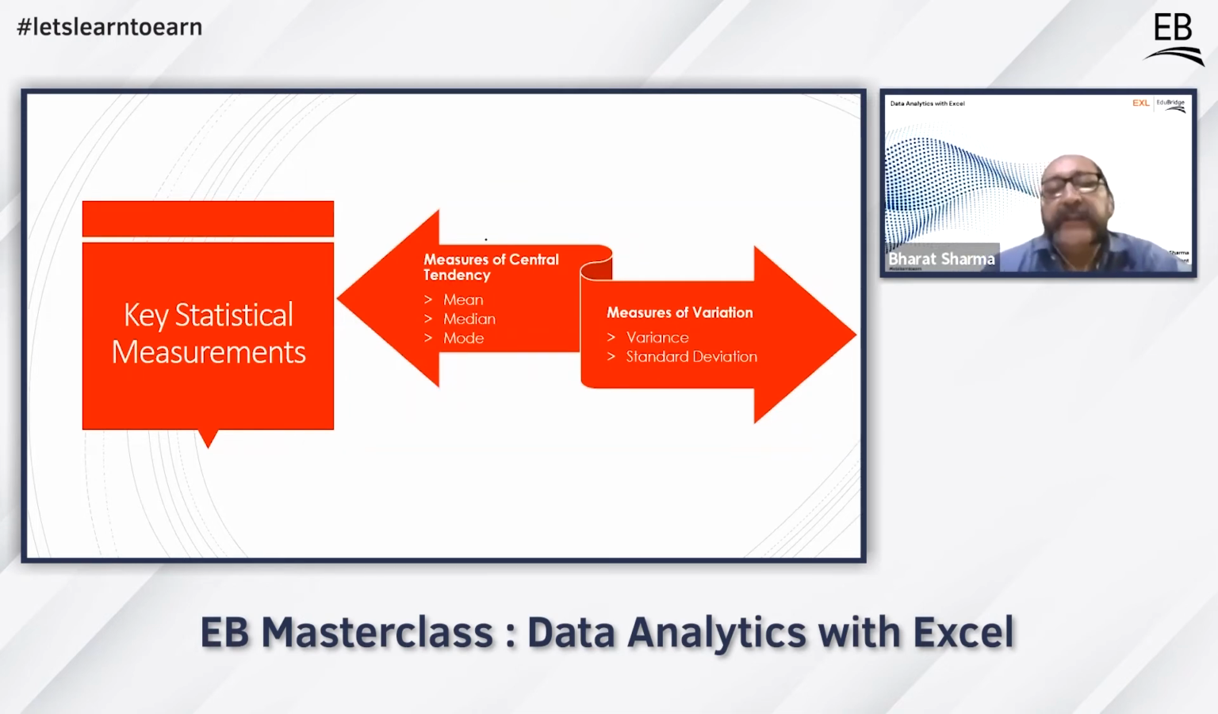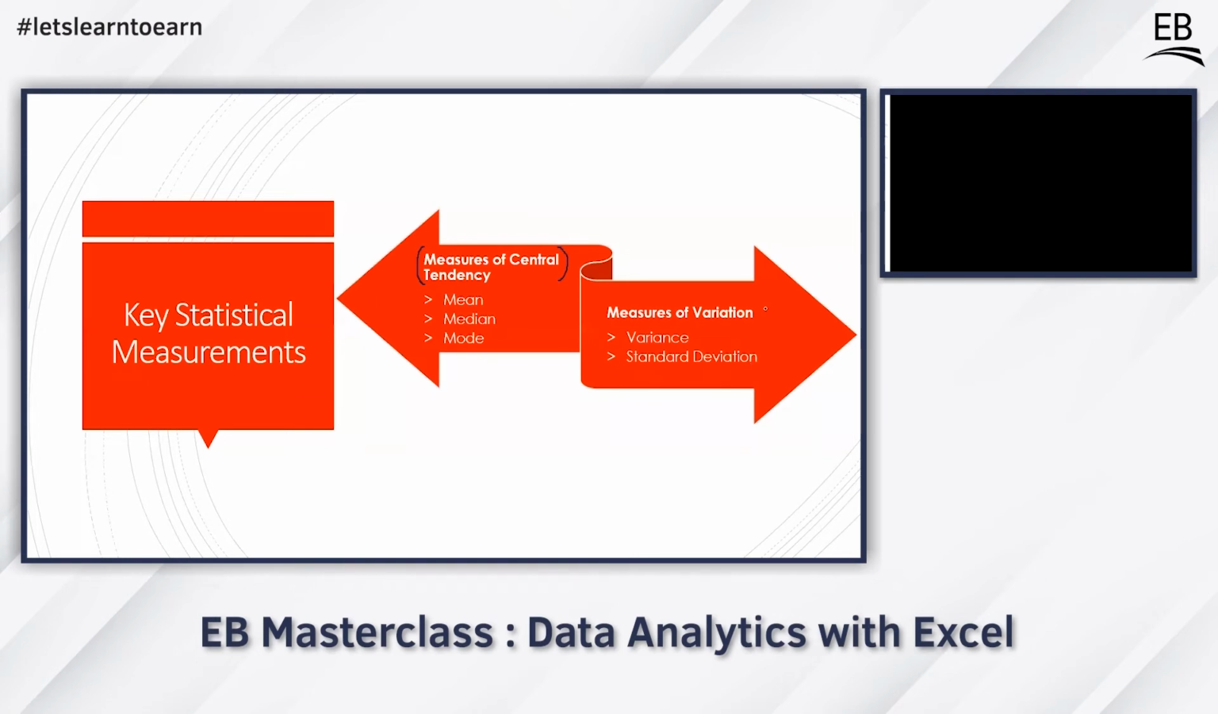Now, there are two key statistical measurements we'll talk about. One is called measure of central tendency, and the other is called measure of variation. Anybody who knows what is measure of central tendency? Any idea? Measure of central tendency. It represents a center point. The center point. Fantastic. Yeah, an average or representative of the data. Median.